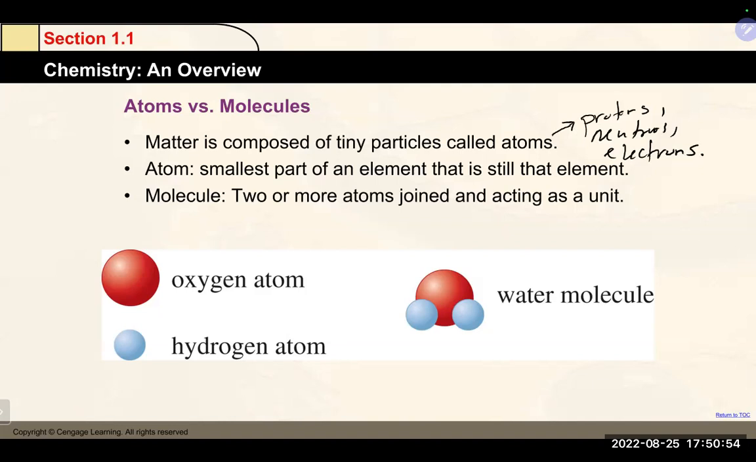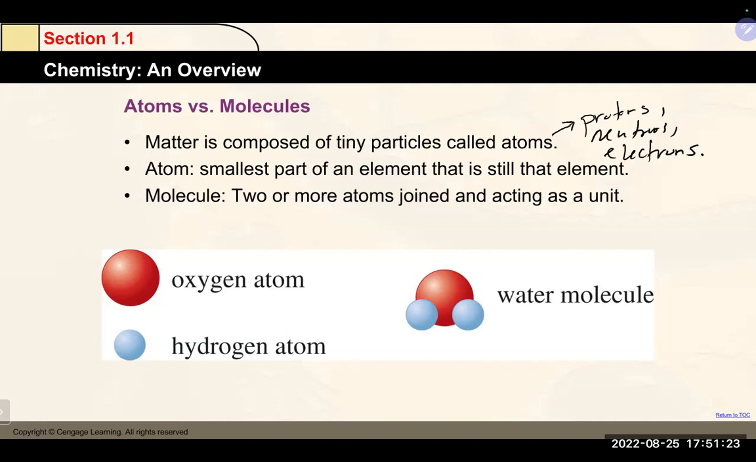Now, a molecule is basically two or more atoms that come together. So a molecule is a basic definition: all you need is two or more atoms that have come together. Those atoms could be from the same element. Those atoms can be from different elements. It doesn't really matter, but you just need to make sure that you've got two or more atoms that have come together to have a molecule.